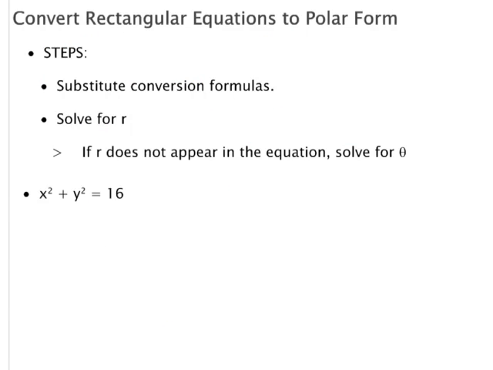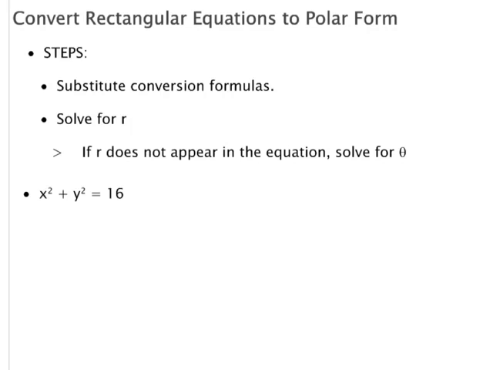Here are some hints to convert rectangular equations to polar form. When we take an equation and we want to convert it, we need to use our conversion formulas like we would for a coordinate. For a polar equation, typically we solve for r. Okay, so if it's possible, you need to solve for r. If there is no r in the equation, then you would need to solve for theta. So first of all, let's look at this equation here. Okay, we all know that this is a circle with radius 4, all right, with our center at 0, 0.